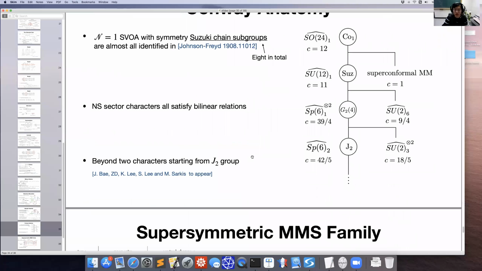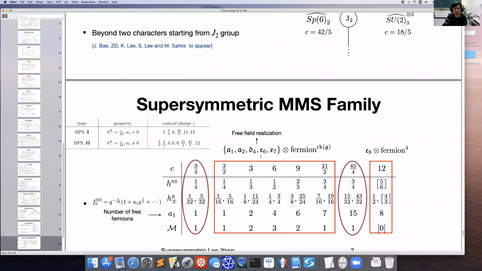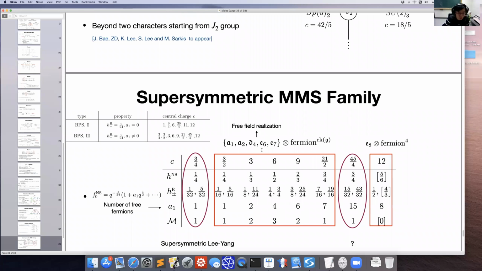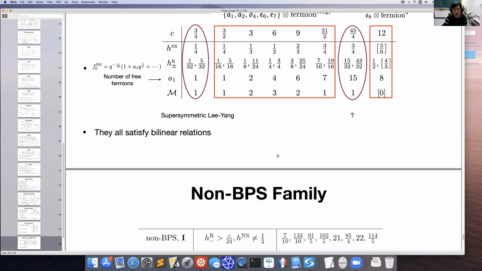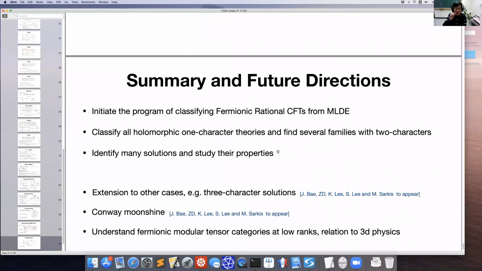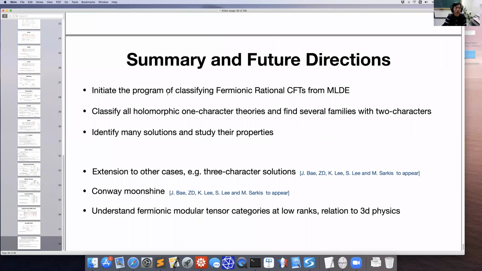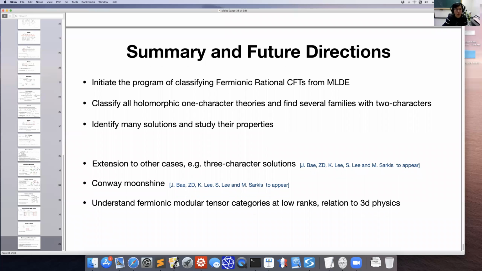Okay. Thanks. I also have some slides for the other families, but since I'm already out of time, I will skip those to the summary. So to summarize, we initiate a program of classifying fermionic rational CFTs starting from fermionic MLDE. And we classify all holomorphic 1-character theories, and we find several families with 2 characters. Moreover, we identify many solutions and study their properties.